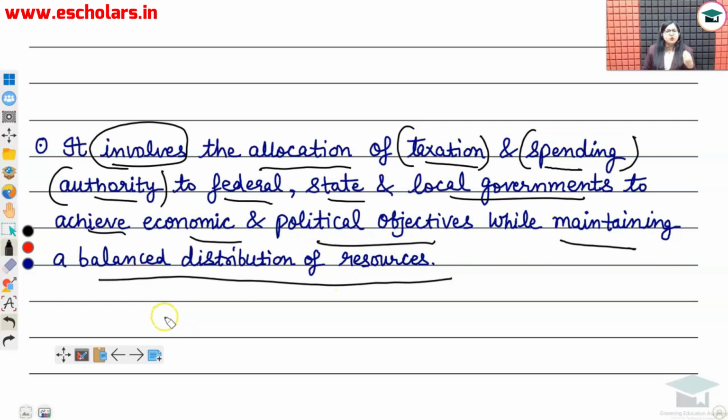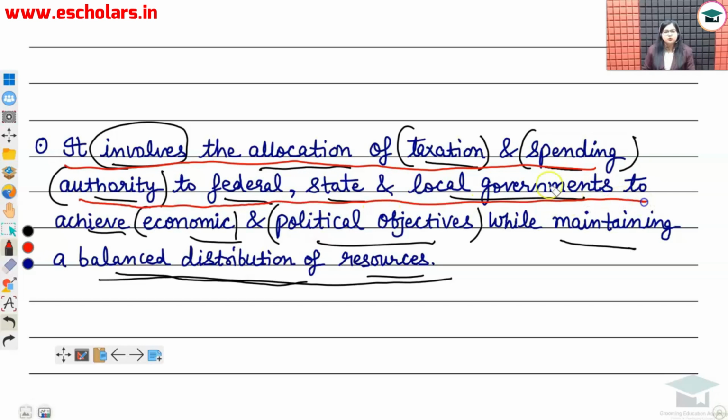Okay, why do we focus on fiscal federalism? We basically focus on fiscal federalism so that we can attain the economic and political objectives by maintaining a balanced distribution of resources among the central government, the state government and the local government. So let's have a look. It involves the allocation of taxation and spending authority to federal, state and local governments to achieve economic and political objectives while maintaining a balanced distribution of resources.